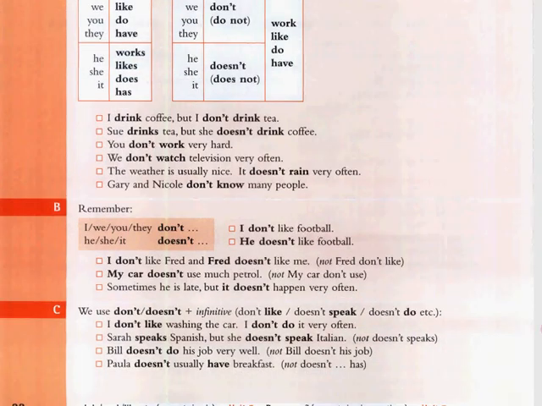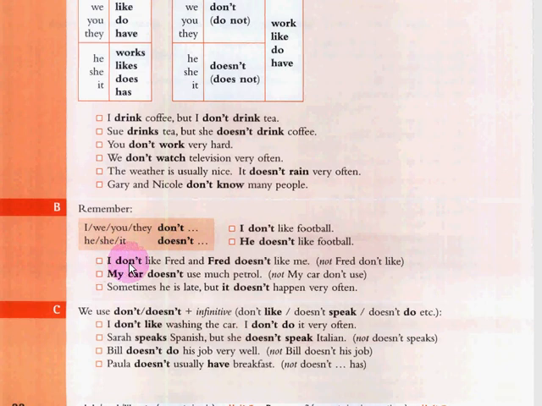Another reminder, we use I, we, you, and they, and the word don't to make your sentence in the present simple negative form. And for he, she, and it, we use the word doesn't or does not. For example, I don't like football. He doesn't like football. Now let's look at the following sentences that demonstrate the proper use of the simple present negative.